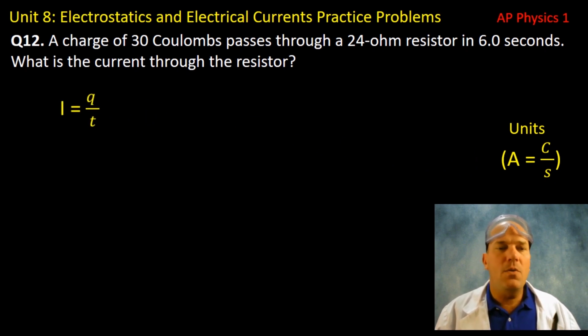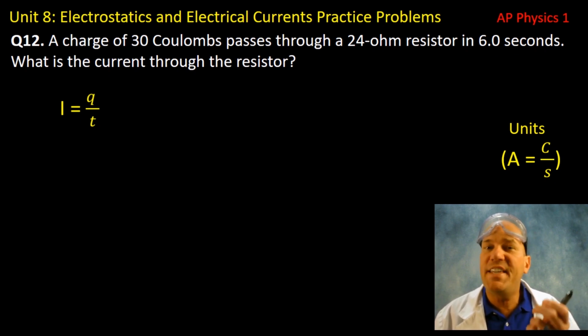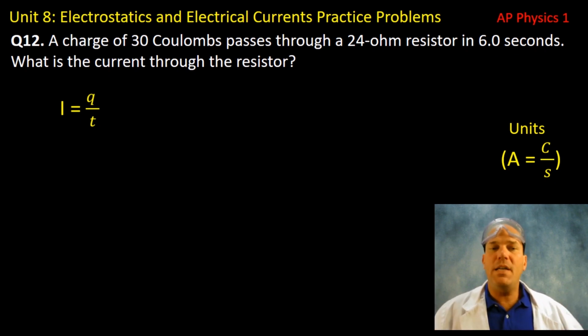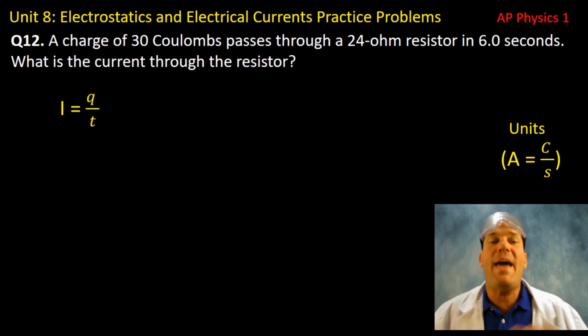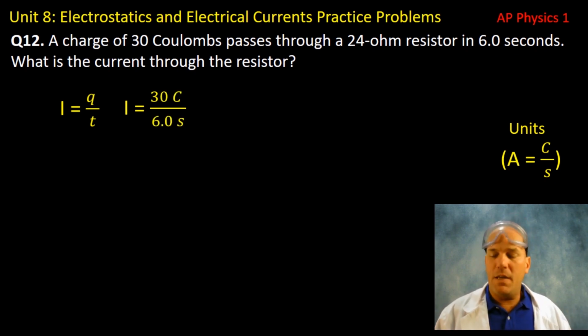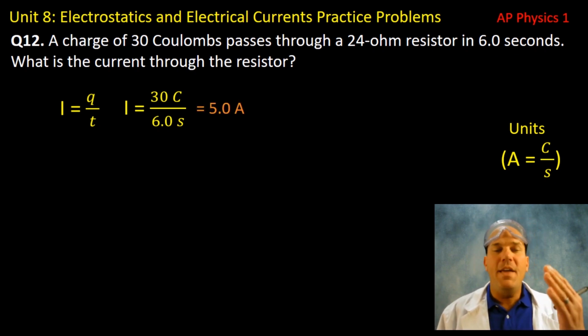Okay, so let's look at what information we have. We have our charge, Q, is 30 coulombs. We have a 24 ohm resistor, and then we're being told the amount of time it takes for those coulombs to pass. Well, this is a very straightforward calculation then. We're going to take 30 coulombs divided by 6, and the answer is 5.0 amps.